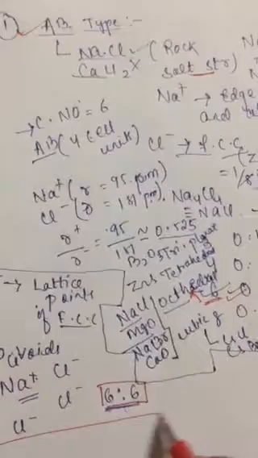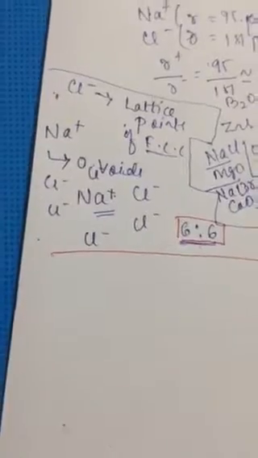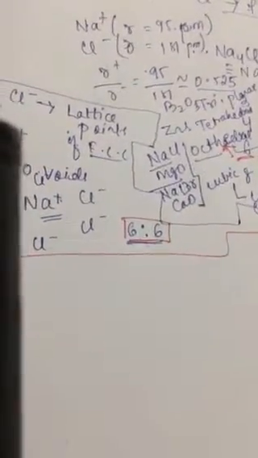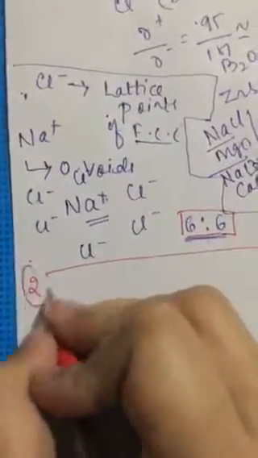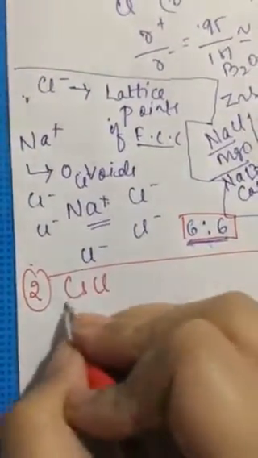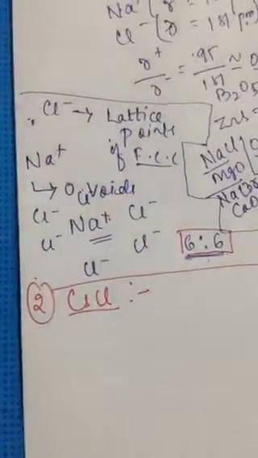Then we'll see the next arrangement or the next crystal structure. The AB arrangement is not yet over, okay? In this AB arrangement there are 3 types of arrangements. The first arrangement was about NaCl. Now we will read about the next one, CsCl, cesium chloride.